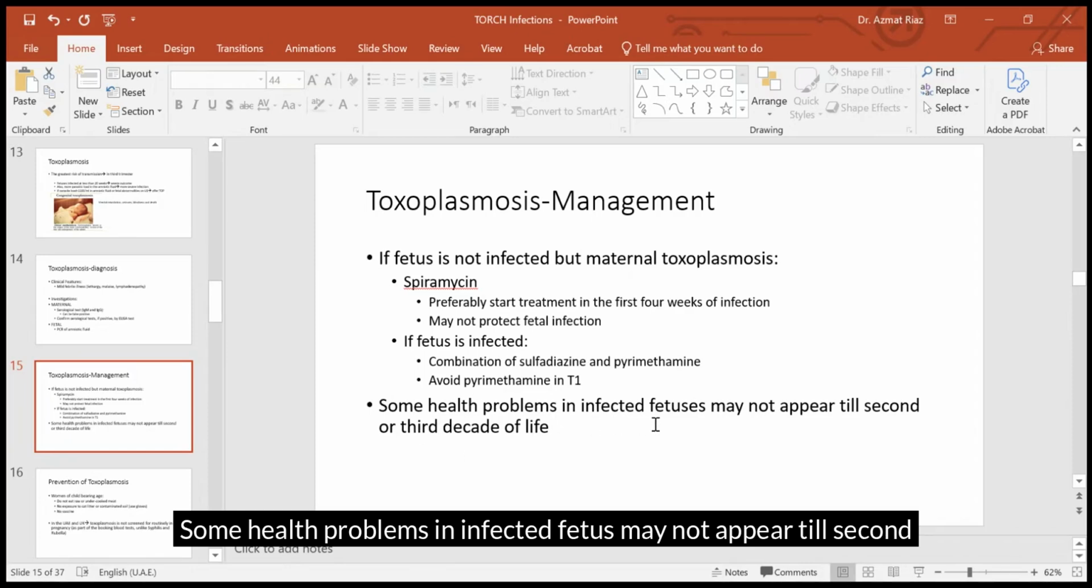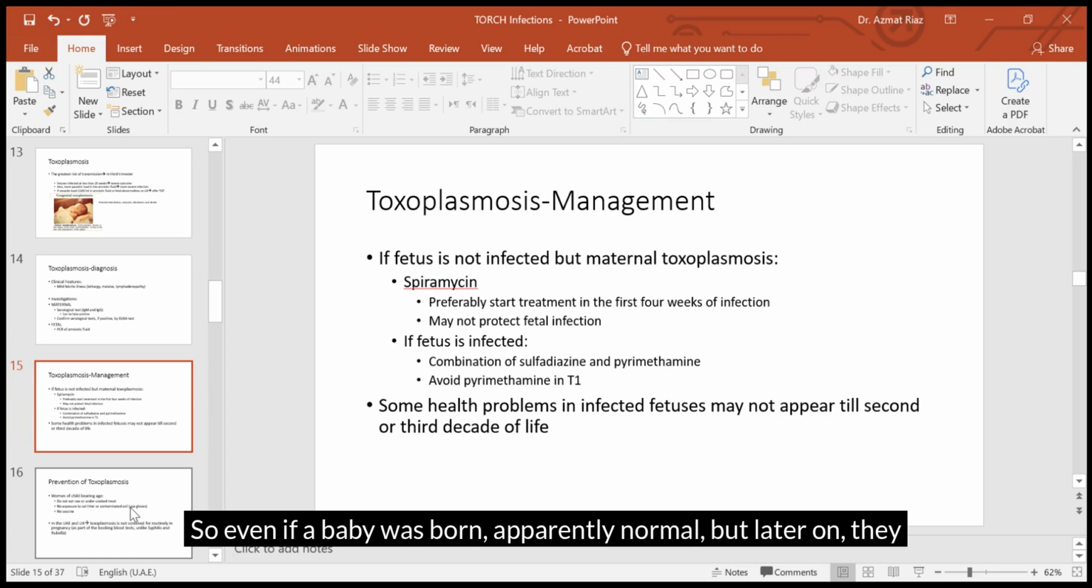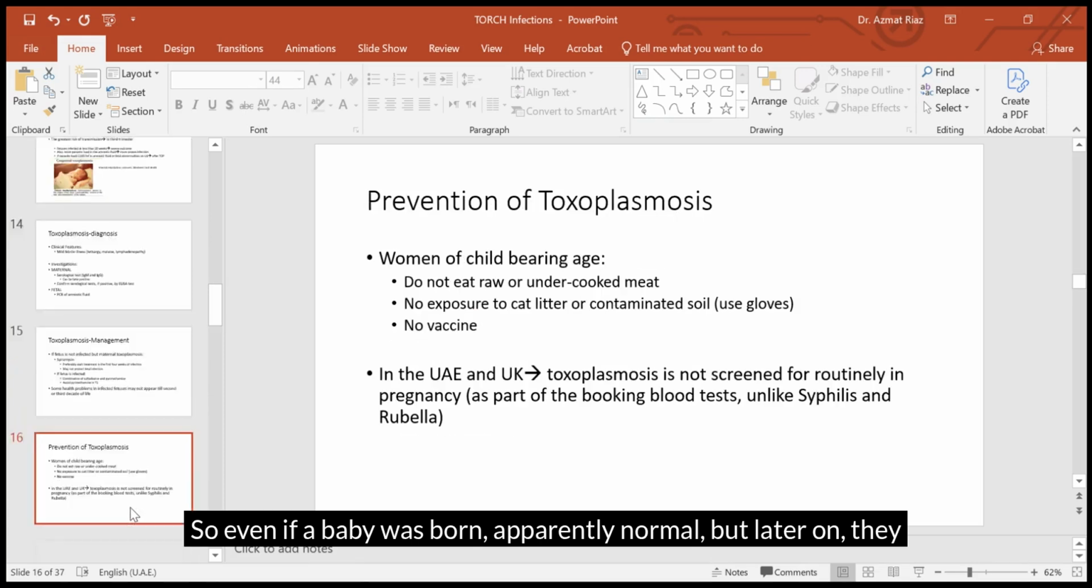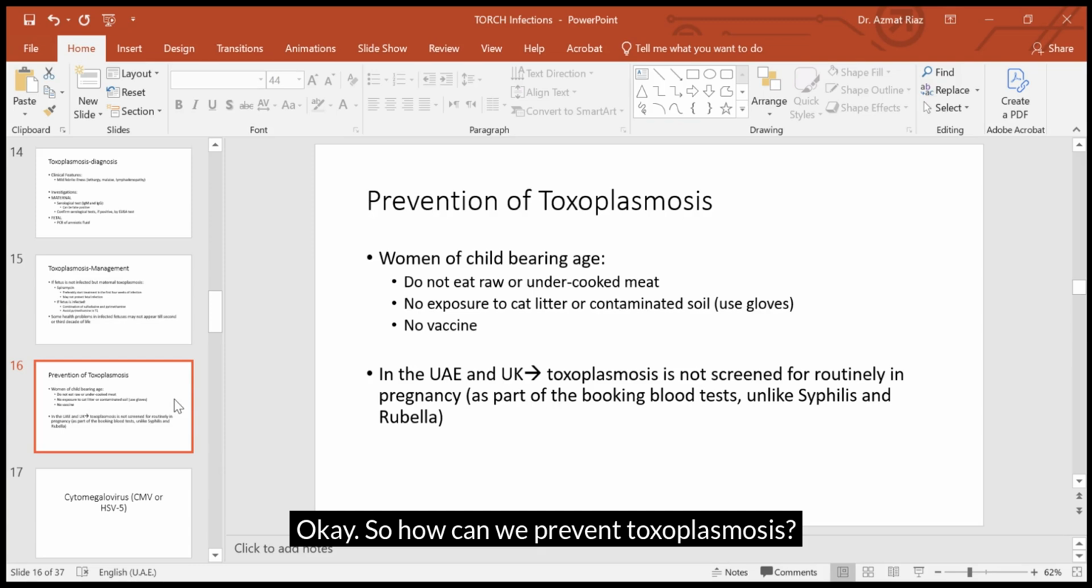Some health problems in an infected fetus may not appear until the second or third decade of life. So even if a baby was born apparently normal, later on they can have these issues.